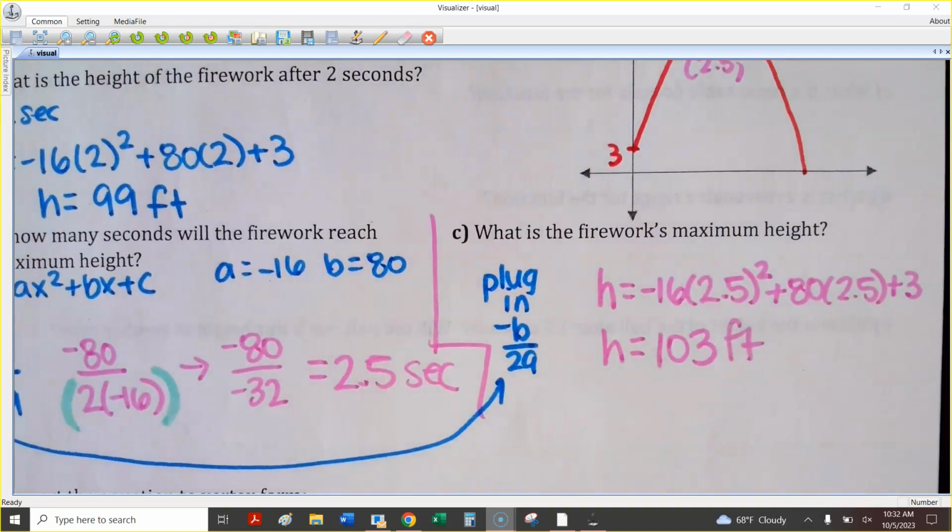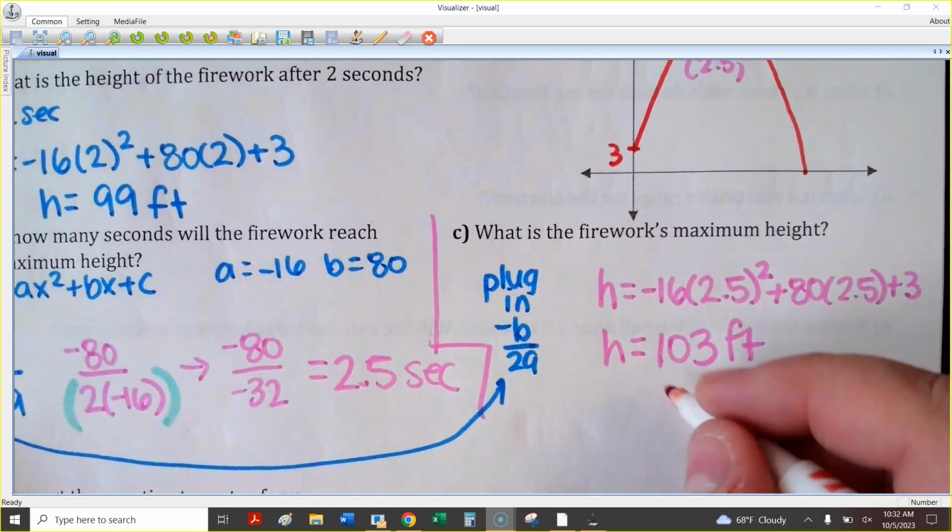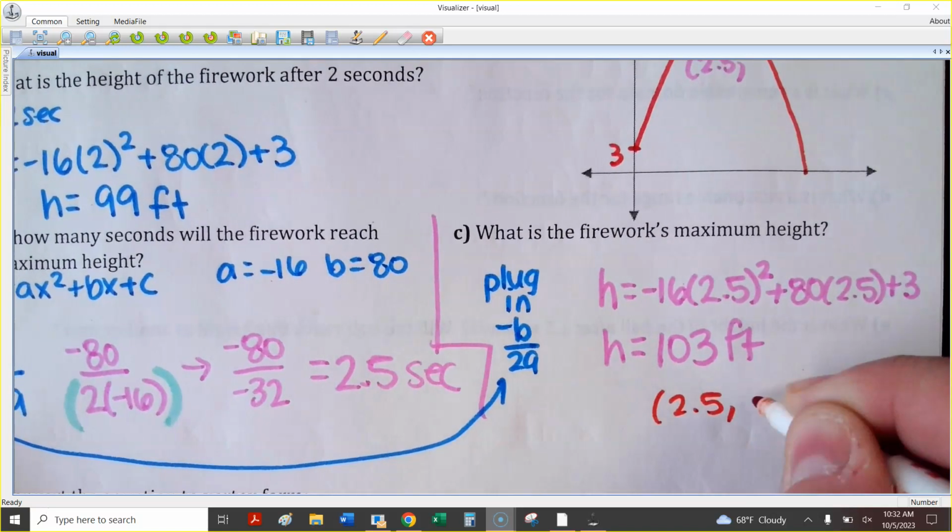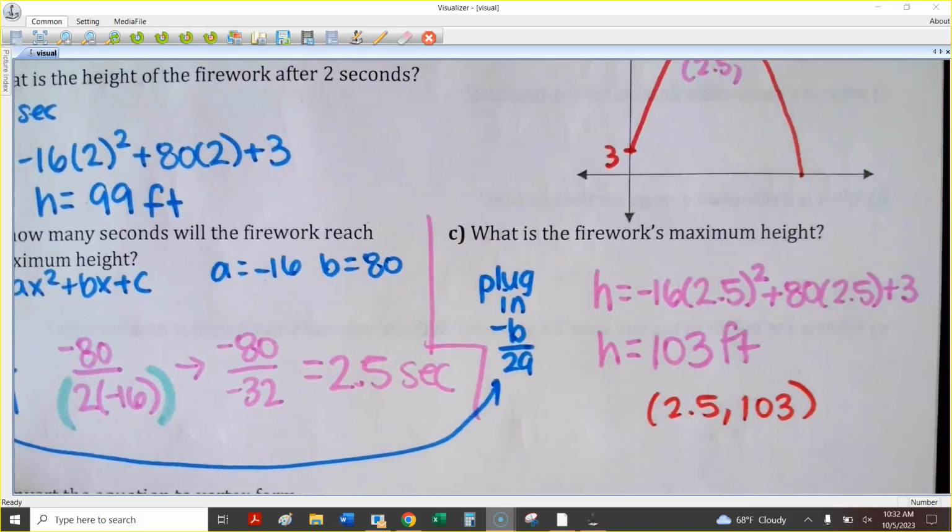Does anybody have any questions? Okay, now, right underneath this, when you find the maximum, or if you find the minimum, it's the same formula, that little negative b over 2a. You now know the vertex for that parabola is 2.5, 103. That would be the vertex, right?